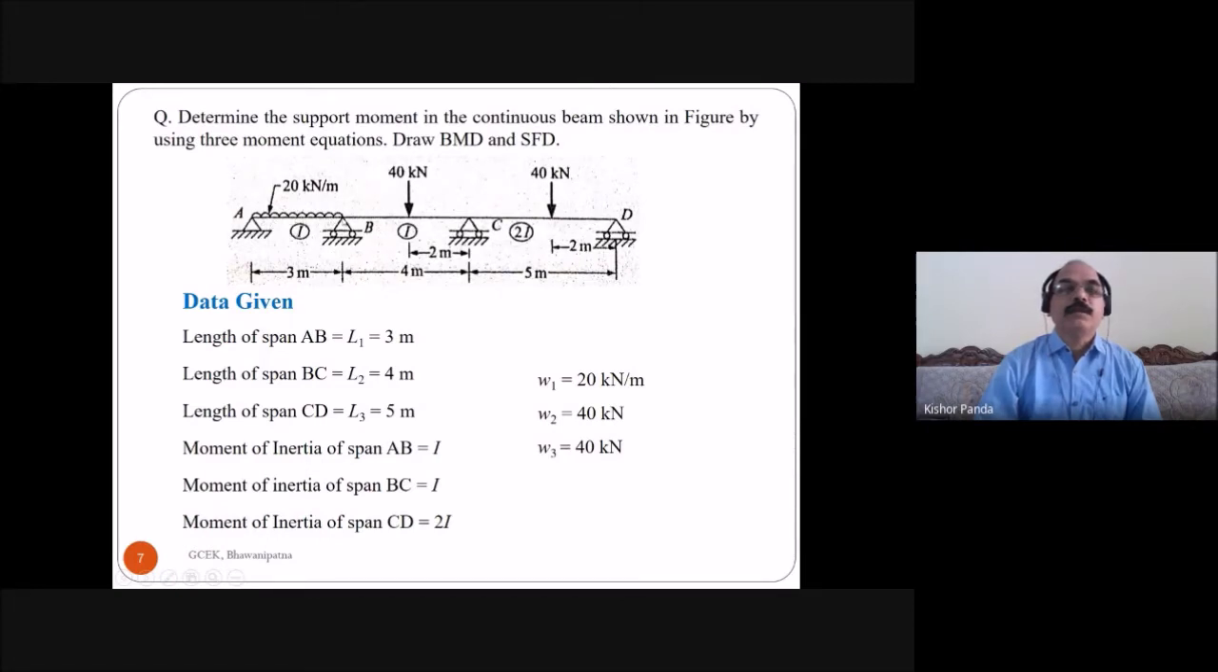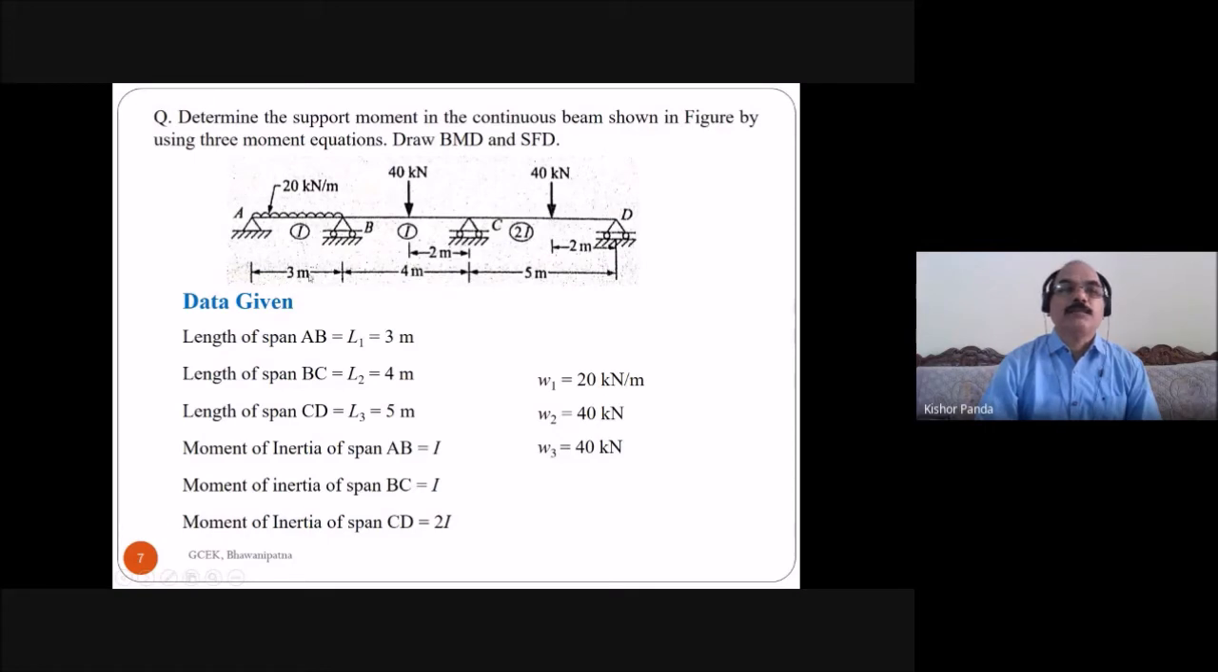Span AB has a 20 kilonewton per meter uniformly distributed load, and span BC has a 40 kilonewton concentrated load at the midpoint of span BC. Then span CD has a 40 kilonewton load eccentrically, that is 3 meters from support C and 2 meters from support D. An eccentric load is present.